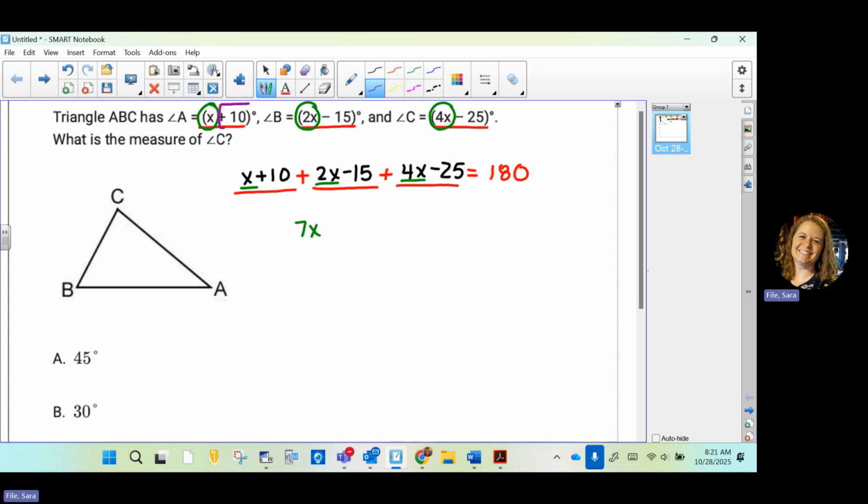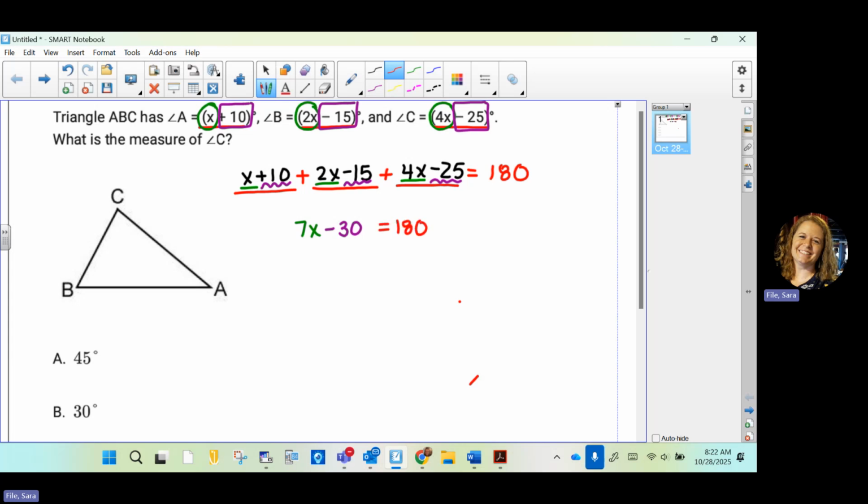And then some of you may say, okay, I've got positive 10 minus 15 minus 25. And you may do it from up there. Some of you may do it down here. Either way, you're doing the same thing. You're combining like terms. So what do you end up with? Negative 30. And what does that still equal? What's still on the right side of the equation? 180. That has not changed.